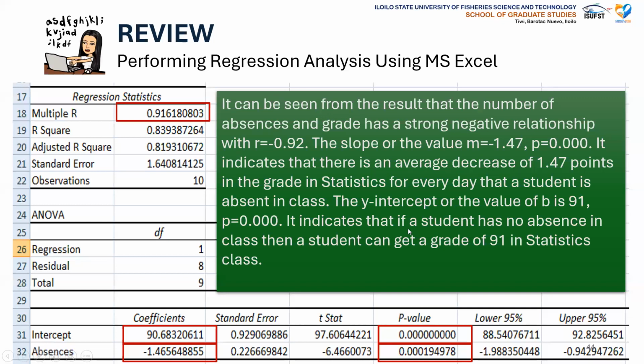The y-intercept value is 91. It indicates, with p equals 0.000 approximately, rounded to 3 decimal places, that if a student has no absence in class, then a student can get a grade of 91 in statistics class.